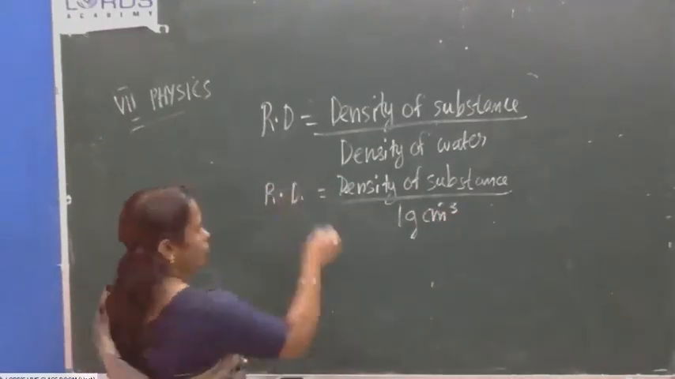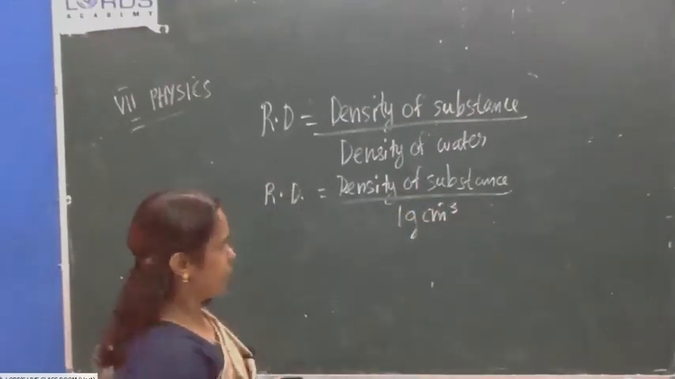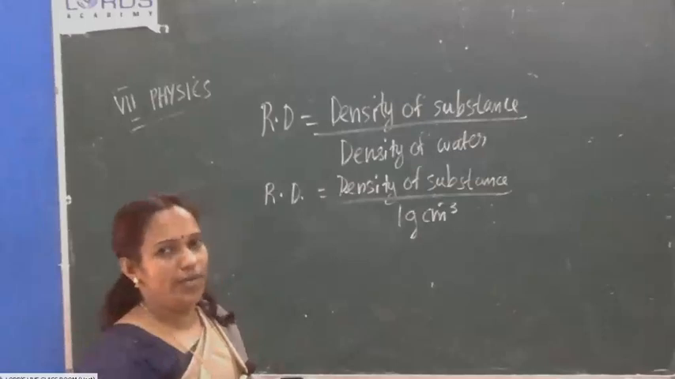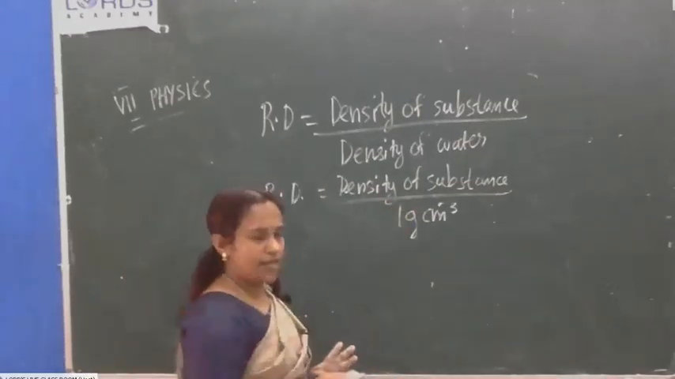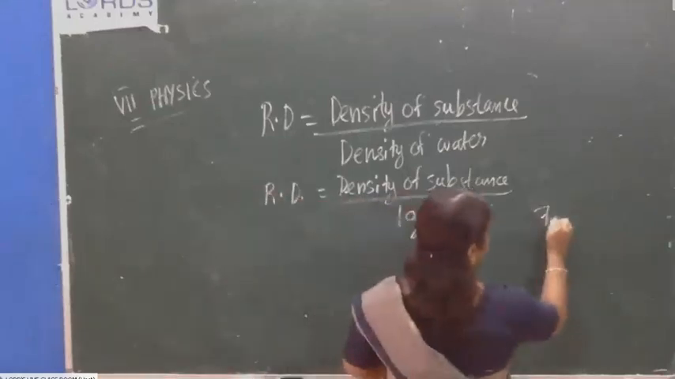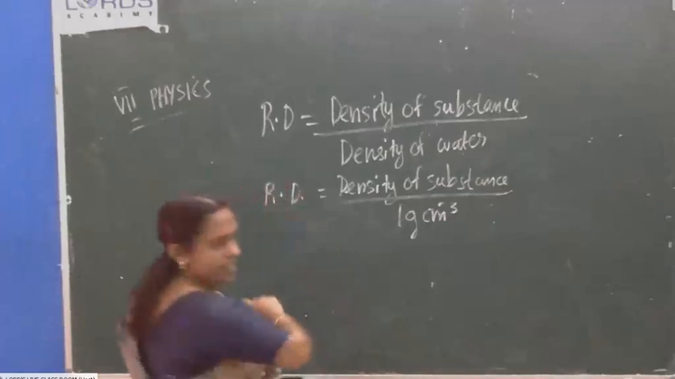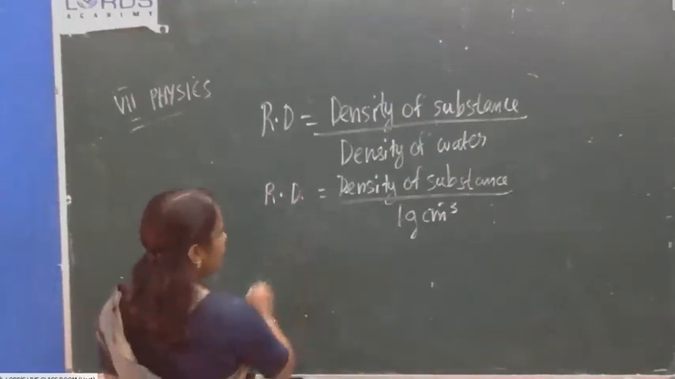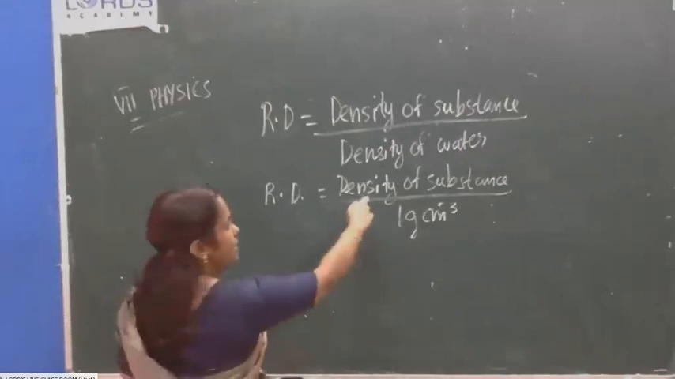Relative density is equal to the density of the substance divided by 1 gram per centimeter cube. Suppose there is a numerical. The density of iron is given as 7.8 gram per centimeter cube. Or suppose the relative density of a substance is given and you are asked to calculate the density of the substance.